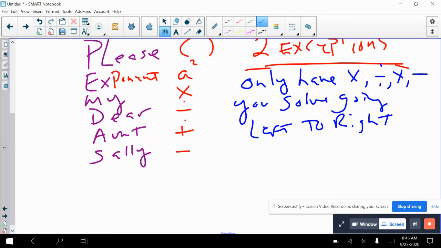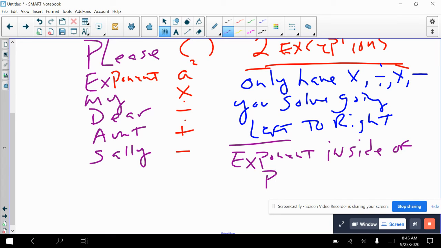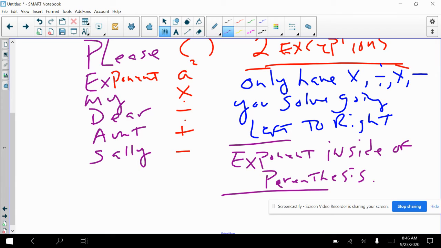What's the other exception? There's one other one. When there is an exponent inside of parentheses, that's parentheses. Those are the 2 exceptions to the rule.